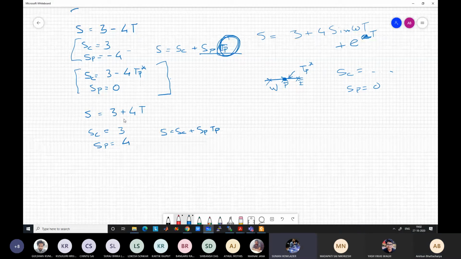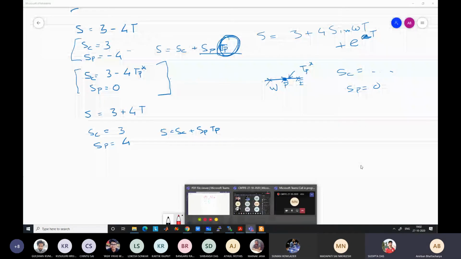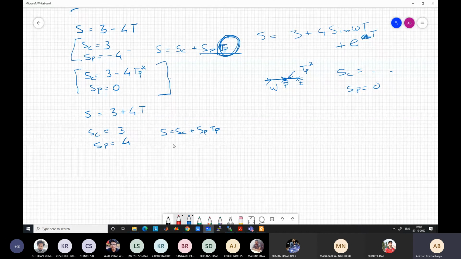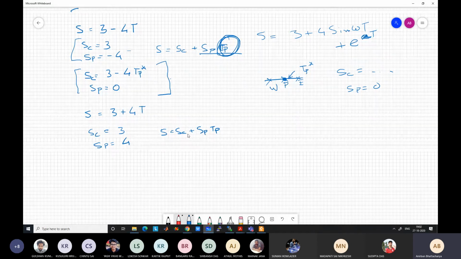Sir, SP should be negative, no? SP should be negative, correct. Otherwise, the chance of going towards the wrong solution is increased, right? If AP becomes negative somehow, if SP is large, there is a chance of going towards the wrong solution. So SP should be negative. So this is not acceptable. Whatever is the intuitive solution in this case is wrong. If it was negative, 3 minus 4 TP, then it was fine. For a positive value, I cannot write SC is equal to 3 and SP is equal to 4.